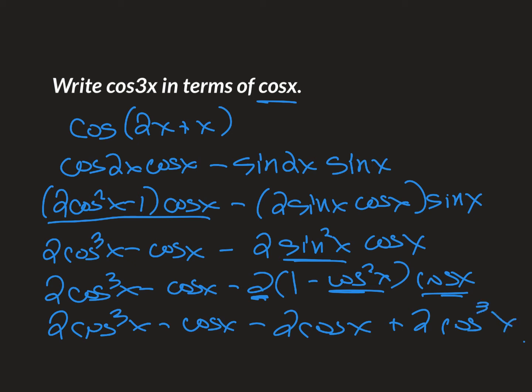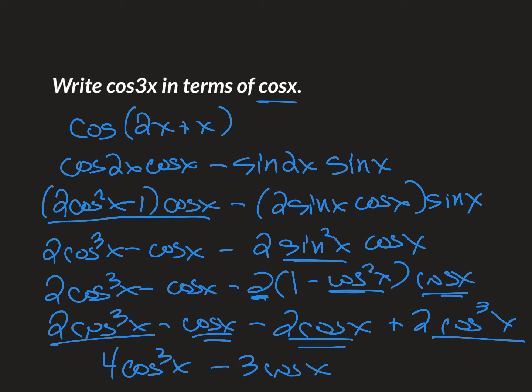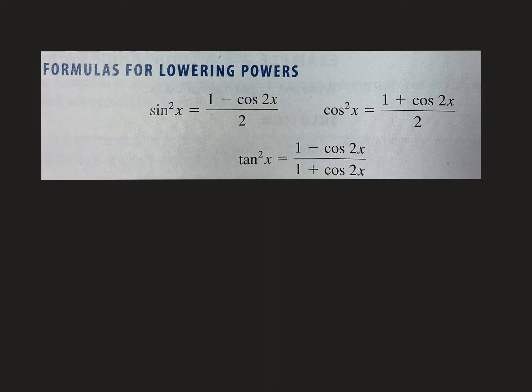So here's what I'm seeing. I see those two terms are like terms, so I have 4 cosine cubed x. And those two terms are like terms, so it's negative 3 cosine x, which is what they wanted. They wanted everything in terms of cosine x. No 2x's, no 3x's, anything like that. That was kind of a doozy. Let's keep going. All right, how to lower powers.